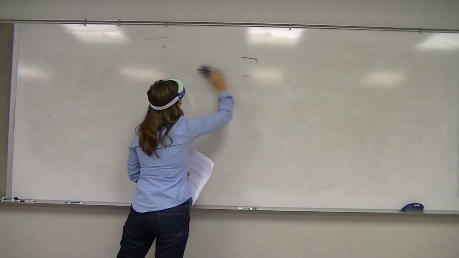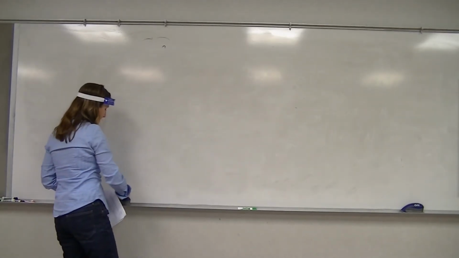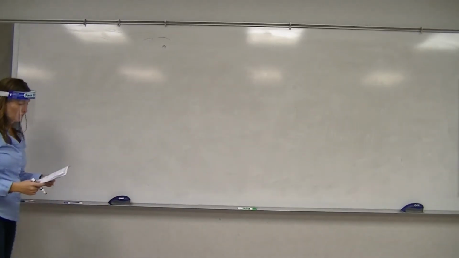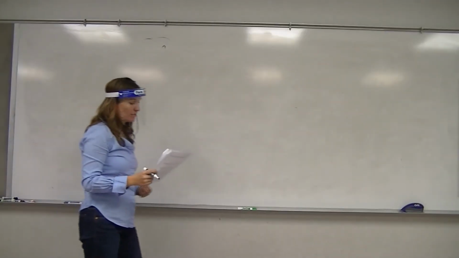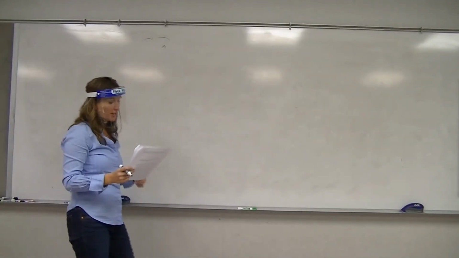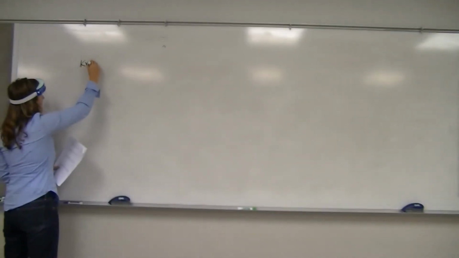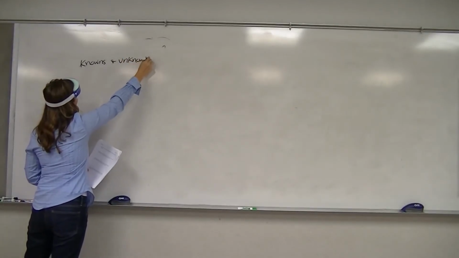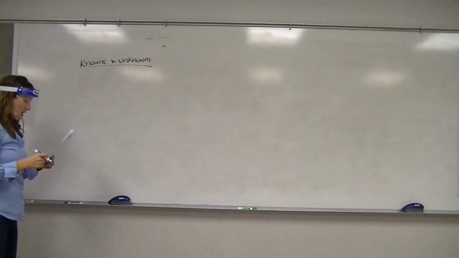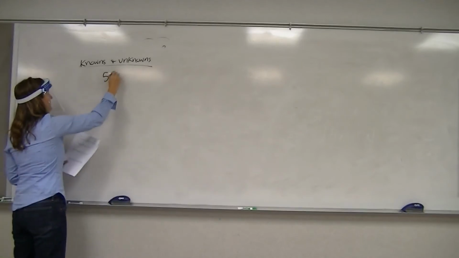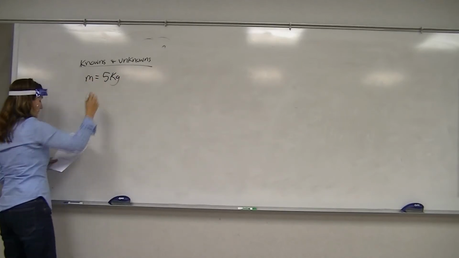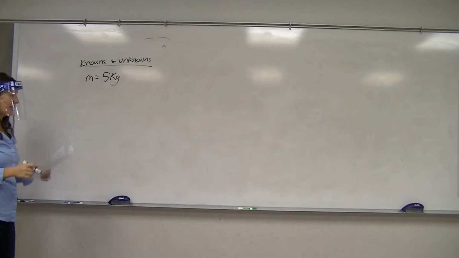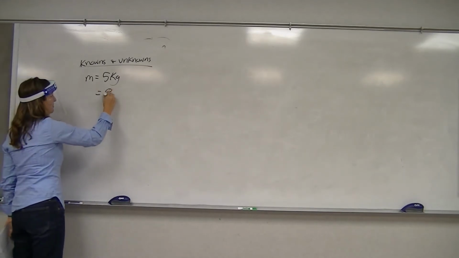So remember, momentum was an object's mass and velocity. So we take the object's mass times its velocity to figure out its momentum. Number 6 is giving us a ball with a mass of 5 kilograms, switching gears here yet again. 5 kilograms, that's a mass. And that ball is traveling at 8 meters per second.